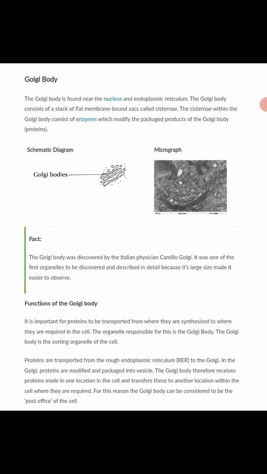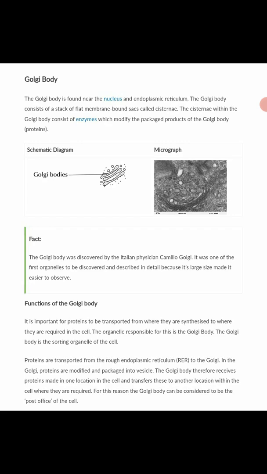It is important for proteins to be transported from where they are synthesized to where they are required in the cell. So the transportation of proteins from the point of synthesis to the point of requirement in the cell is a function of the Golgi body. I've said that the Golgi body is the sorting organelle of the cell. Sorting deals with arrangement, classification.